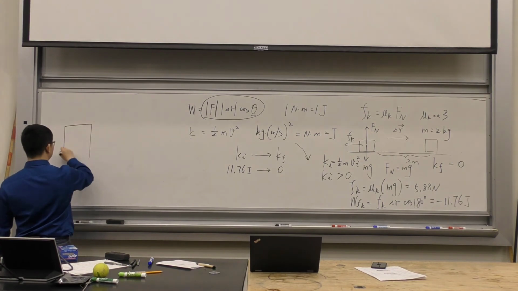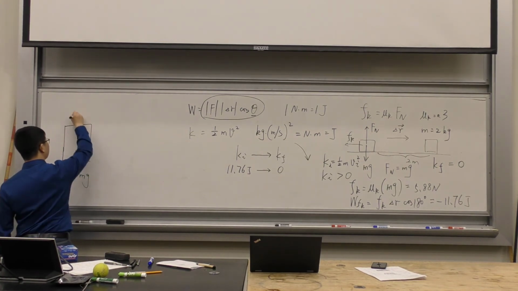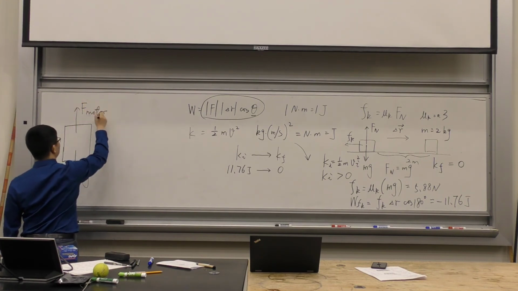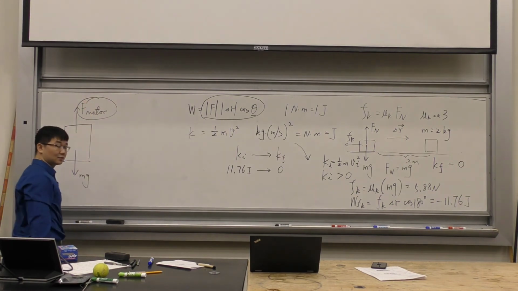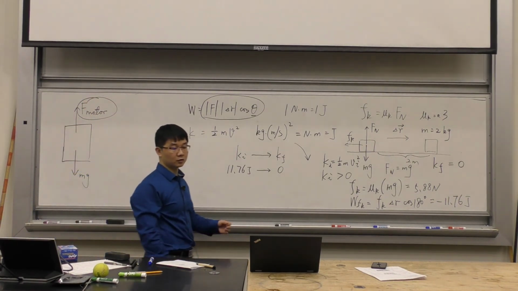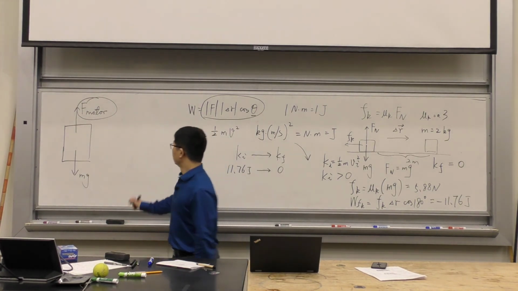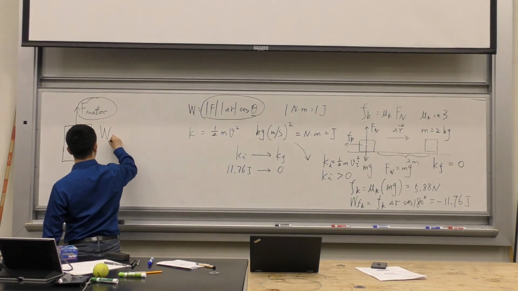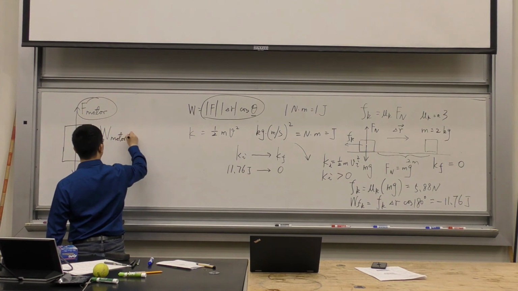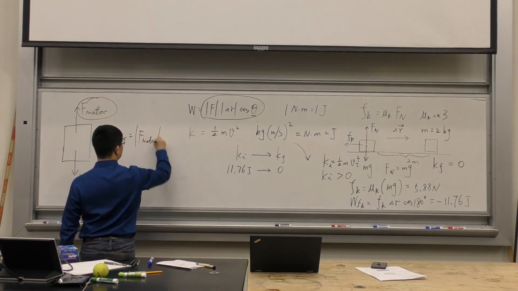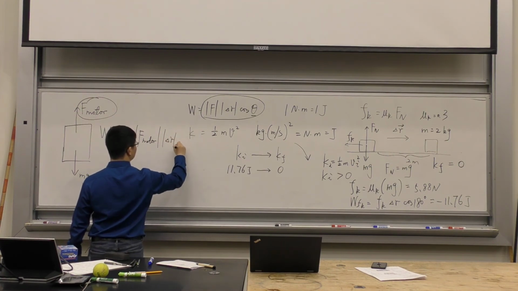So if this is the elevator, it has gravity, right? And then the motor has a force on it. Let's call it F motor. So I'm calculating work done by this guy. That's the problem it wants me to calculate, right? How much work does the elevator motor do to lift this elevator? So the work done by the motor is going to be the force of the motor times displacement times cosine theta.